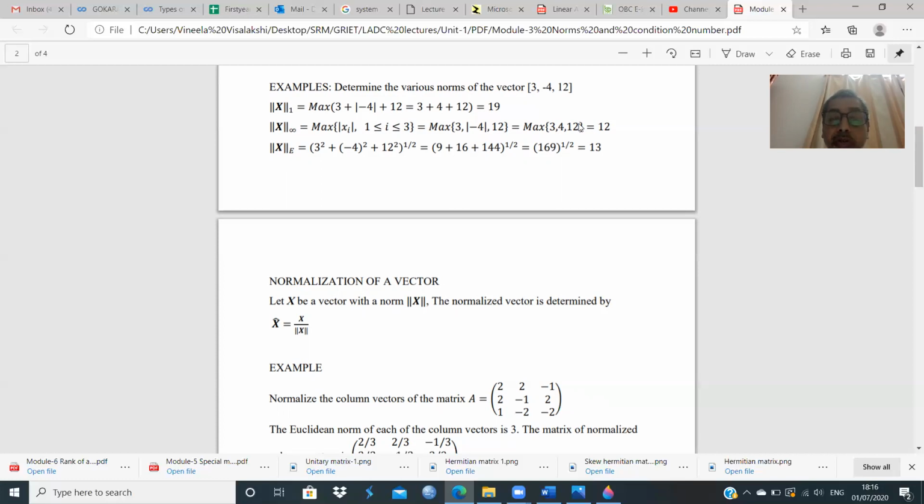Now let us talk about what is normalization of a vector. Given any vector, one can normalize this vector by dividing by its norm. Of course, the expression will change according to the norm that we select because the denominator changes. So we just have to take the vector x and divide by its norm.